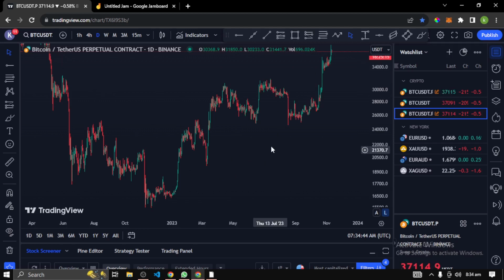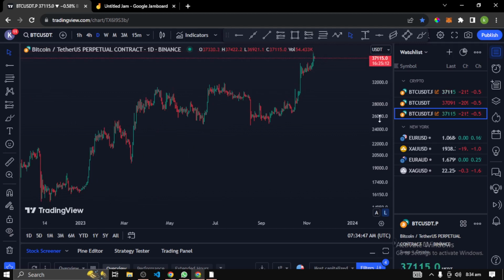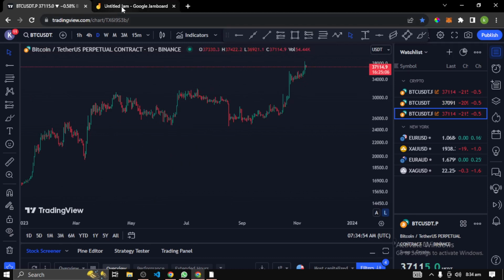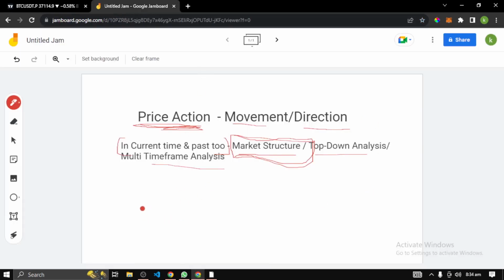So first of all, when the price is doing an upward zigzag movement, we call it an uptrend, or bullish move. Right? When price is coming down, we call it downtrend, or bearish move.